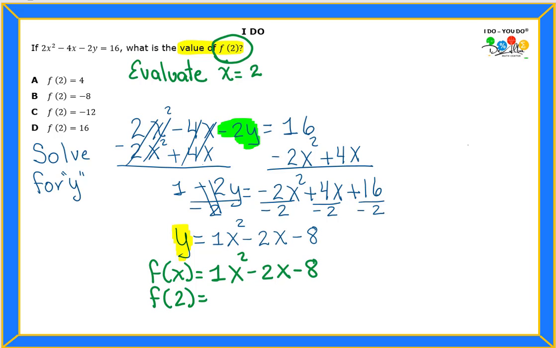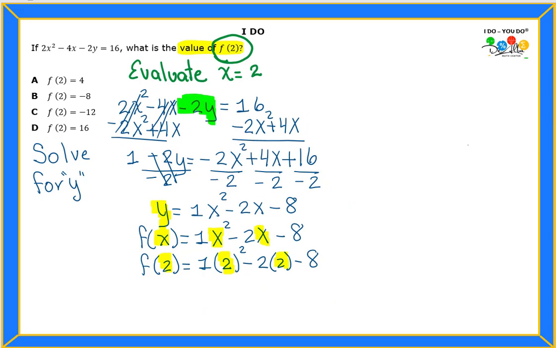Okay, so basically what I'm going to do is I'm going to change anywhere where I see an x with a 2. Okay, so this will be 1 parentheses 2 squared minus 2 parentheses, write down the 2 minus 8. Are we good? Okay, so basically what I did is I replaced x with the value that they wanted me to replace it with, which is a 2. Okay, so let's go ahead and continue.